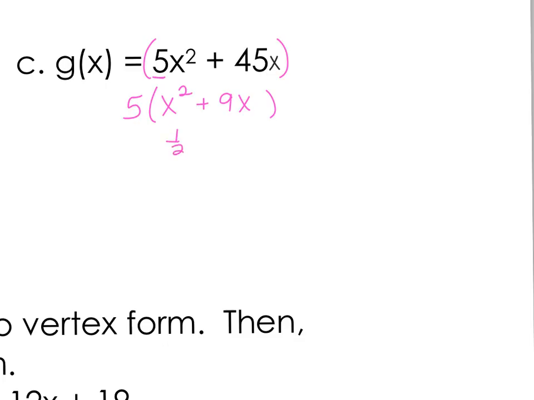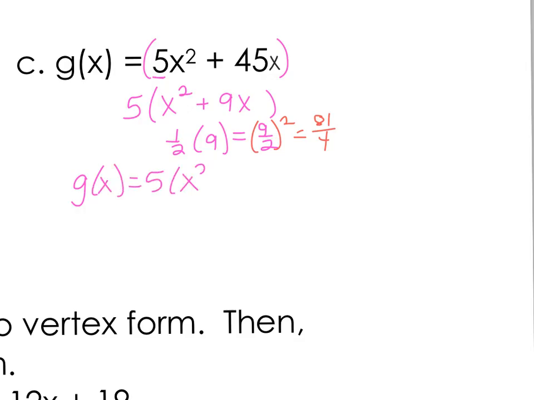Step 2, now we have to take half of 9. And we're not going to use a decimal, we have to keep it in fraction form. Half of 9 is literally just 9 halves. And again, that's something we're going to see later. But when we have that 9 halves, we have to square it. And what that means is we're just going to square the top and square the bottom. So 9 squared, 9 times 9 is 81, and 2 squared, 2 times 2 is 4. Now that's technically what we have to add on the inside of the parenthesis to create a perfect square. If we write g of x equals, we have 5 on the outside, x squared plus 9x plus 81 fourths.